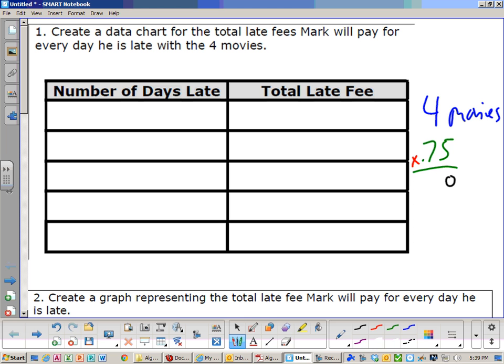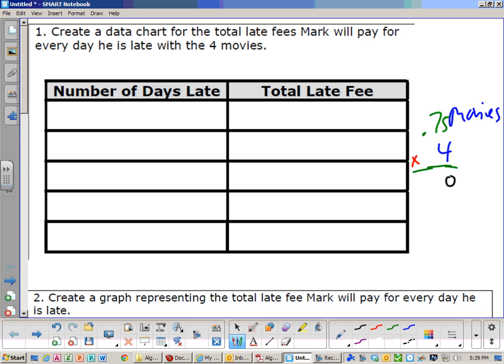That's 20. Actually, let me do me a favor. I'm going to switch these two. I like it better when that's over there. So there we go. I like it better when the bigger number's on top. Makes it easier on me.